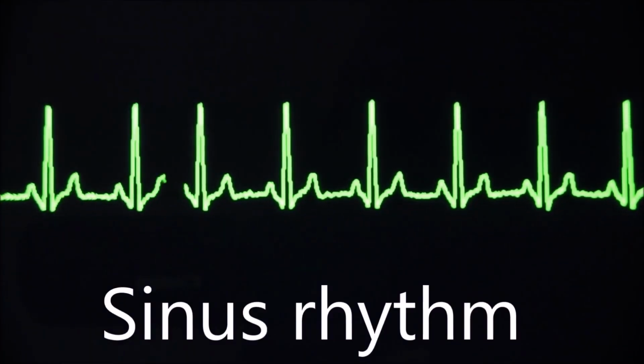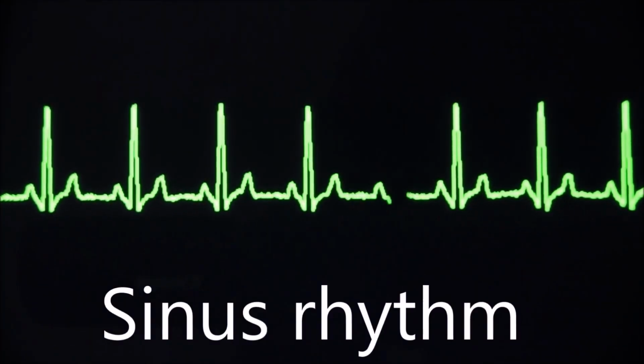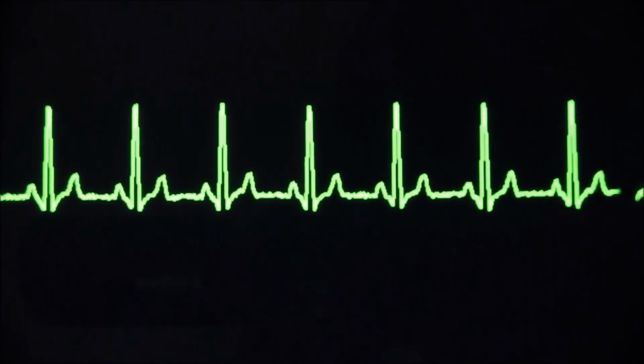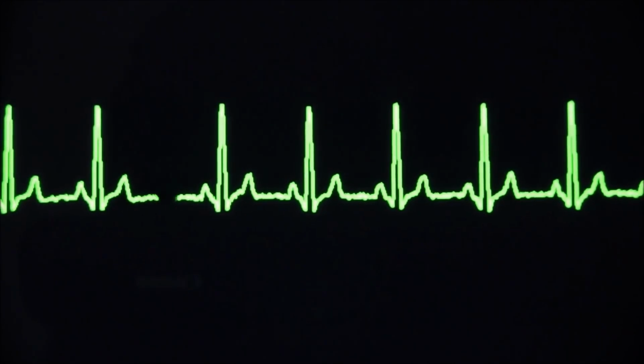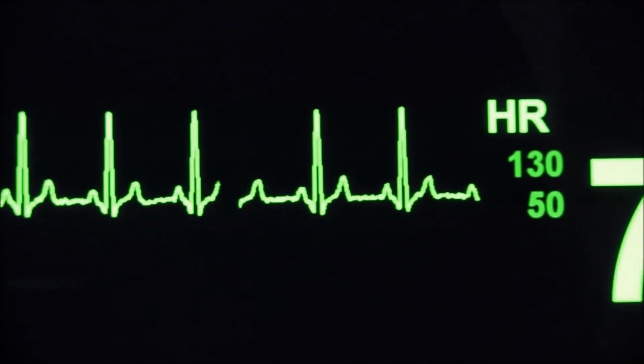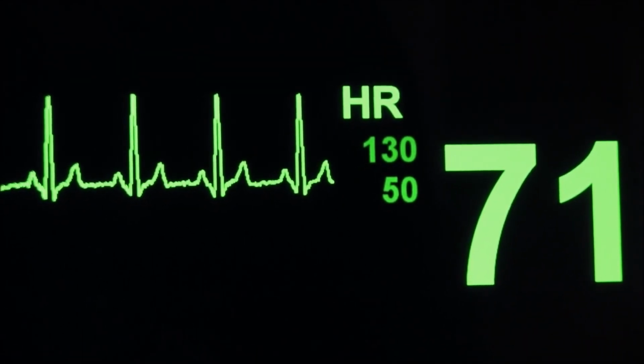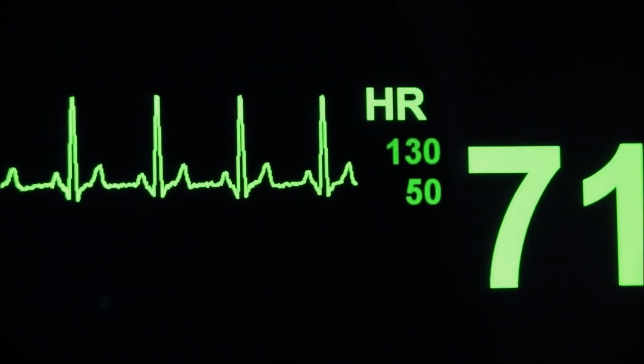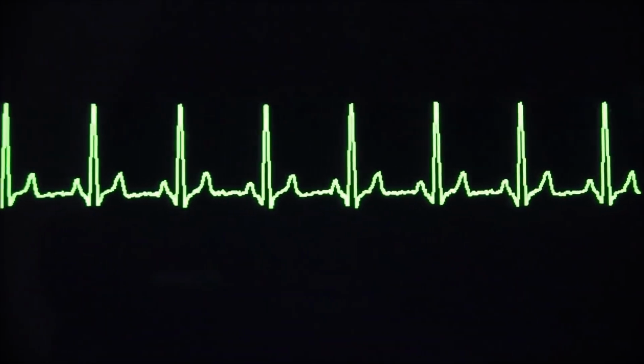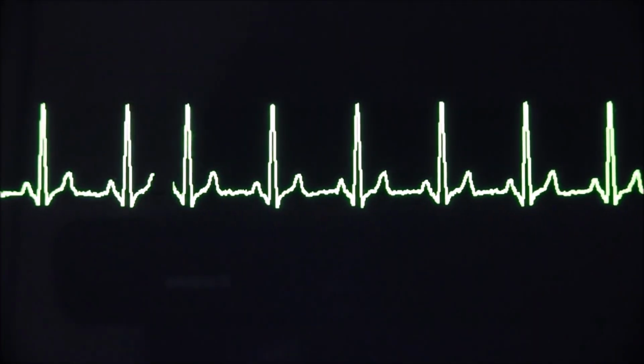Now here we're looking at an ordinary sinus rhythm, and it's called a sinus rhythm because it's generated in the sinoatrial node in the heart, in the right atrium. And we notice here that this monitor will count for us, so the rate is currently 71 beats per minute, and that's quite normal. So a normal sinus rhythm.